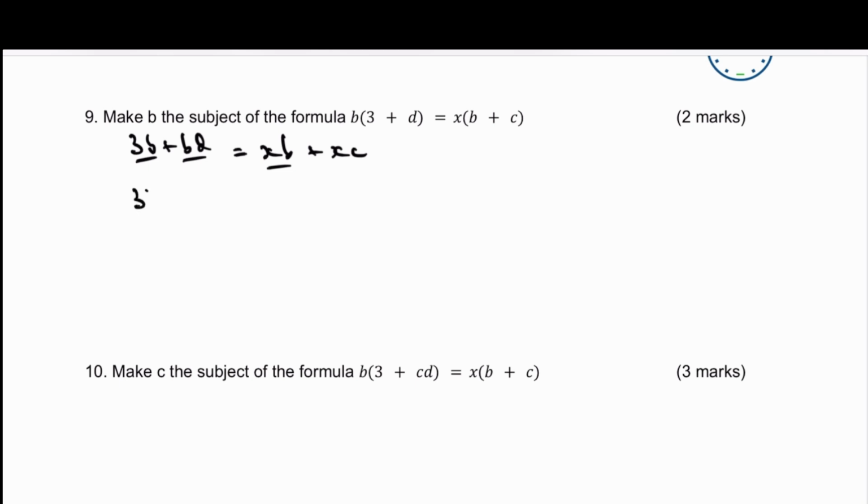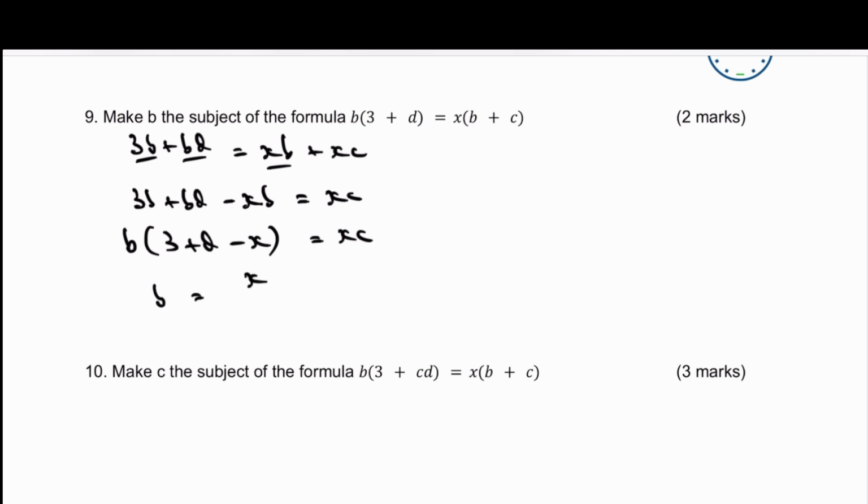I've moved the xb over towards the left hand side. I'm going to get 3b plus bd minus xb equals xc, and then I'm going to factorize for b, so that's b times 3 plus d minus x equals xc, and then I'm going to divide through by 3 plus d minus x, so I'm going to get my final answer that b equals xc all divided by 3 plus d minus x, and that would be the answer to that particular question.